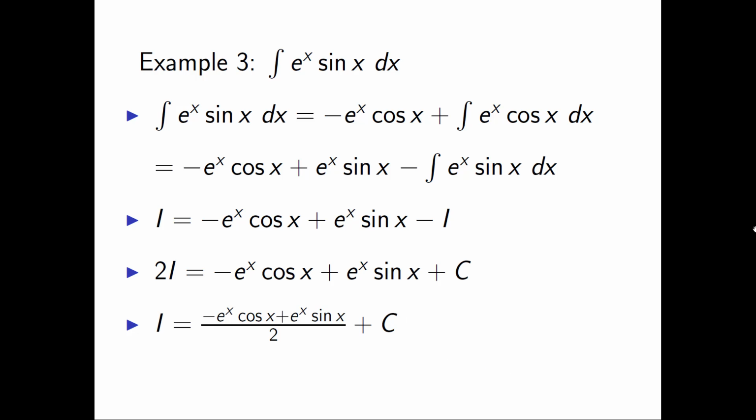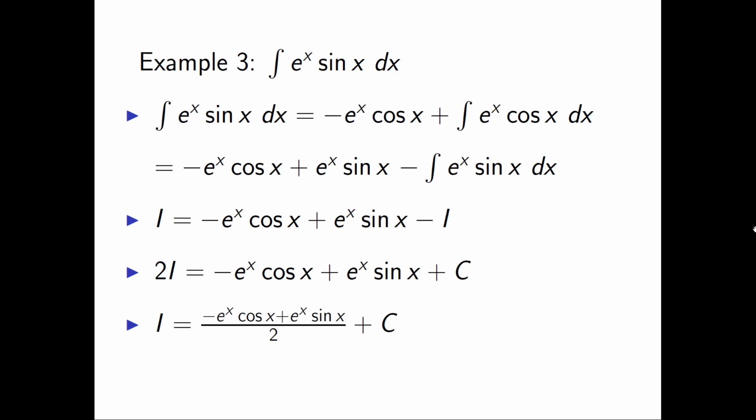But we're finished. Remember, we said what I was. We said I was this original integral. Therefore, we've found what I equals. So that is the integral of e to the x sine x. It's simply negative e to the x cosine x plus e to the x sine x, all over 2, plus our constant of integration. That's a pretty neat trick.